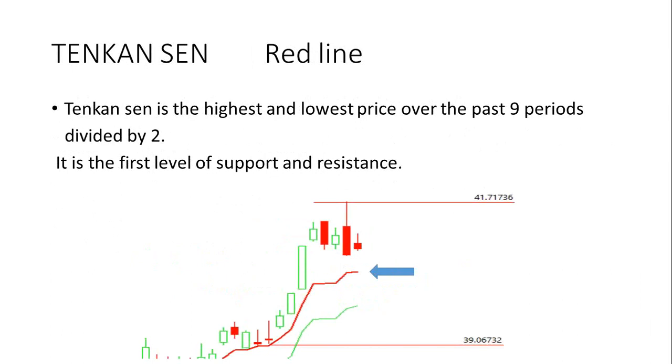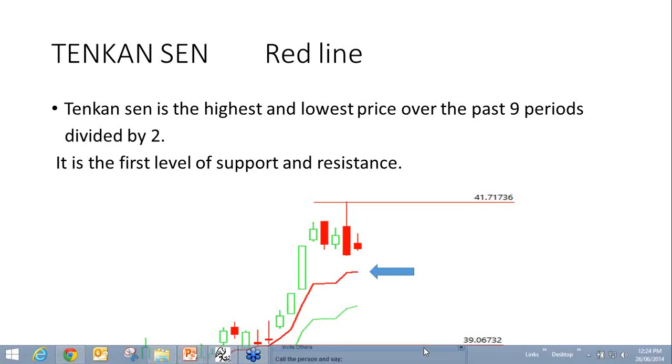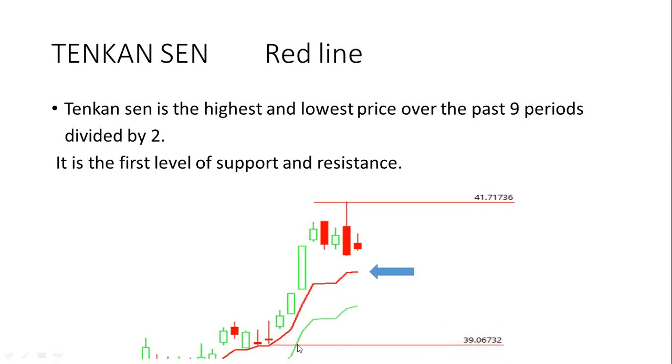So the Tenkan-sen is the highest and lowest price over the past 9 periods divided by 2, and it shows up here. If we count back, this is our high period here and our low period down here, 9 bars, and it works out to be in the middle of that range. As the price moves forward, the Tenkan-sen moves forward with the price. So that's all it is: highest and lowest over 9 periods divided by 2. The first level of support and resistance.